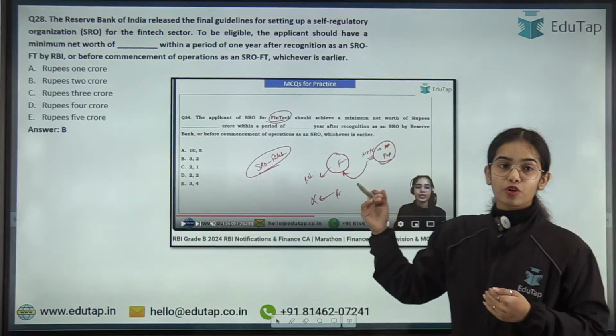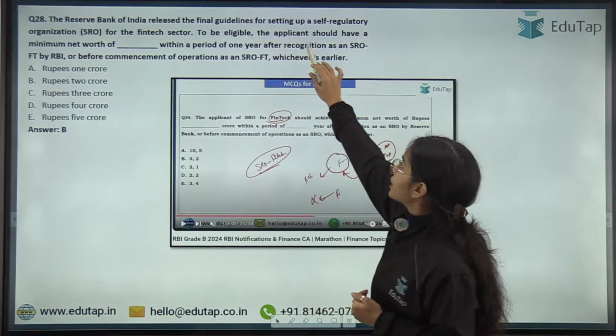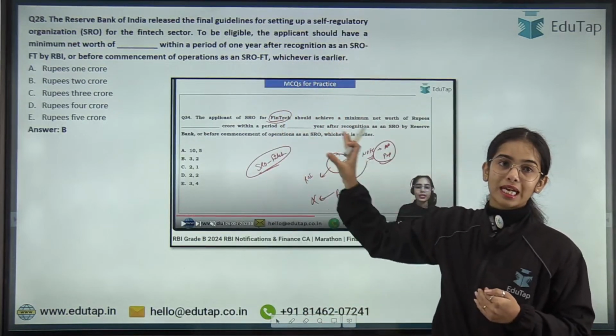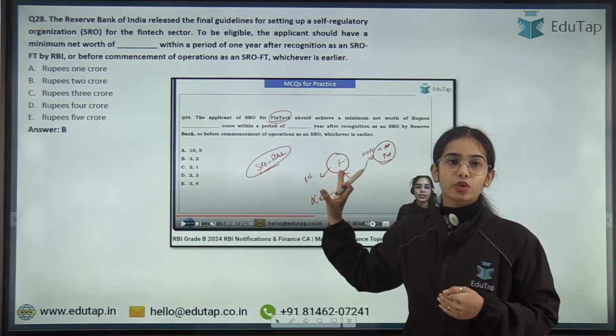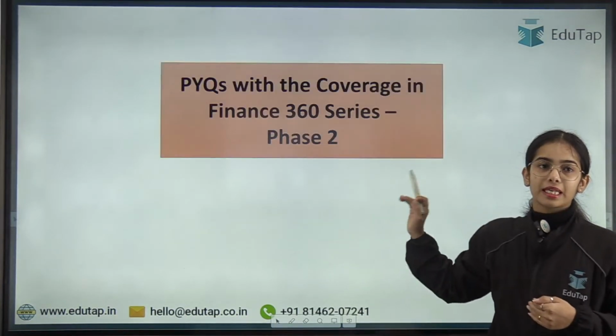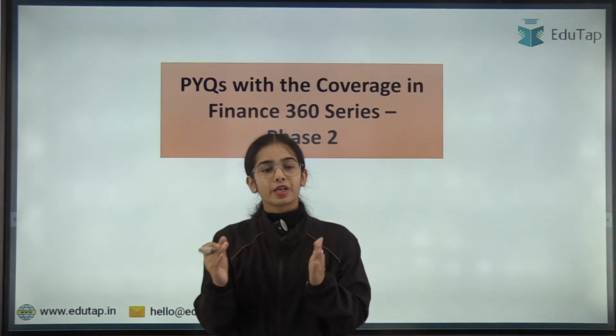Next, fintech SRO, the minimum net worth. The question was regarding the applicant should have a minimum net worth, and that was directly covered through the question in the marathon also. In the marathon we had discussed this completely. The SROs were quite in news. Now this was regarding phase 1 in the RBI Grade B examination.